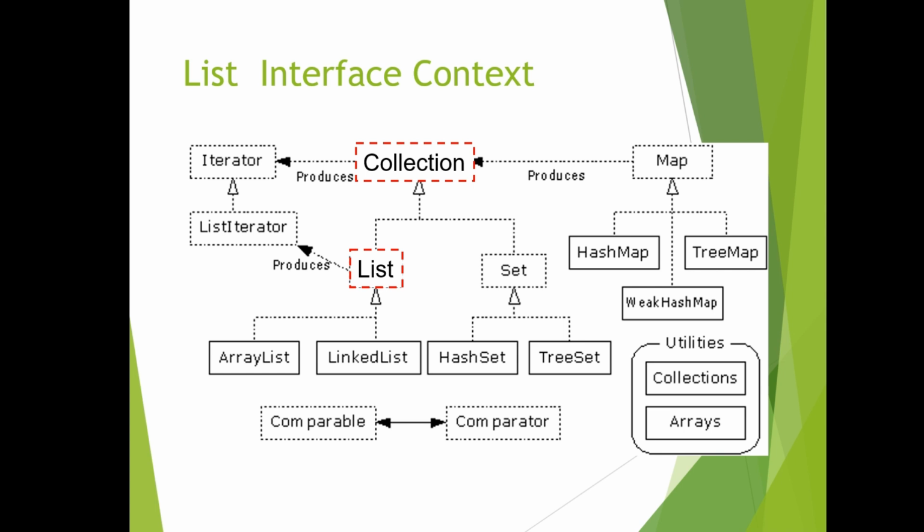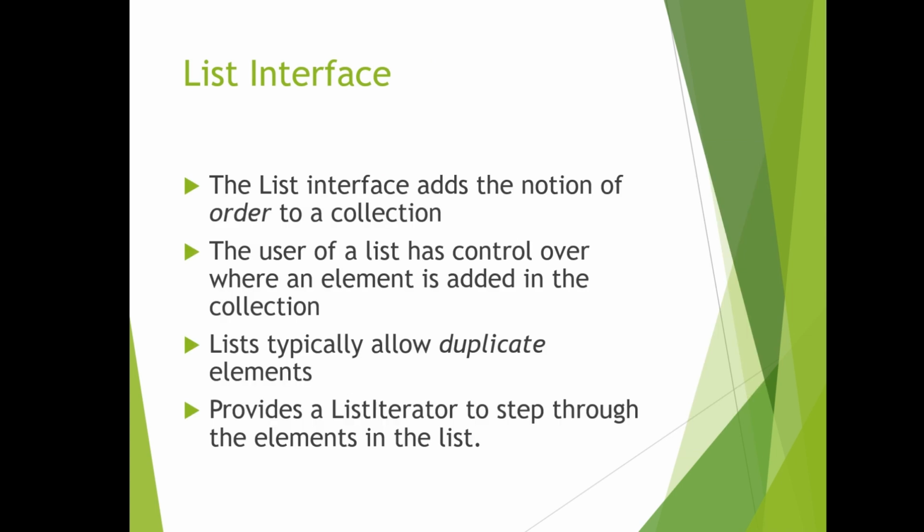In this diagram, we will discuss what a collection is. Collection has two different interfaces, list and set. The first one is list. The list interface adds the notion of order to the collection. The user of a list has control over where each element is added in the collection. A list typically allows duplicate elements. It provides a list iterator to step through the elements in the list.